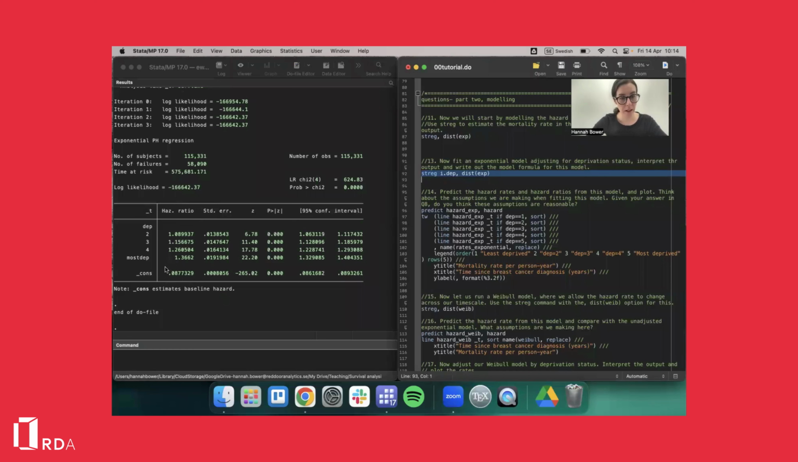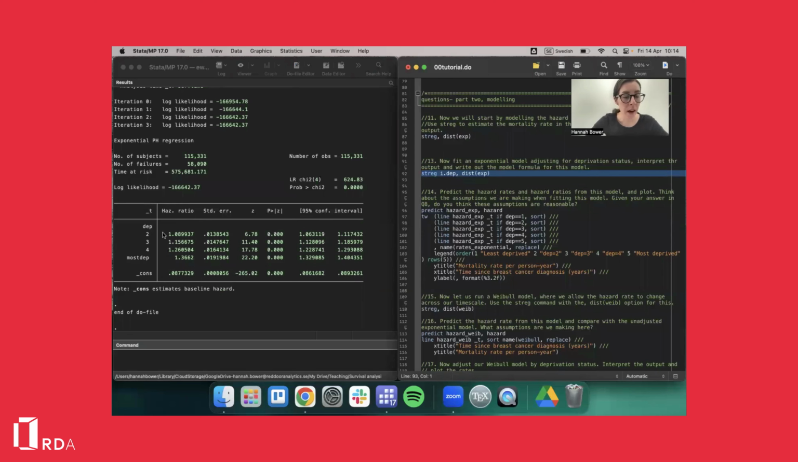In fact, the cons output is not a hazard ratio. It represents the hazard rate within the reference group here, which, if you look at the deprivation groups, we don't have a dep 1, so the least deprived group. So the least deprived group is the reference category. So that's what the underscore cons refers to. It's the mortality rate in the first deprivation group, the least deprived group.